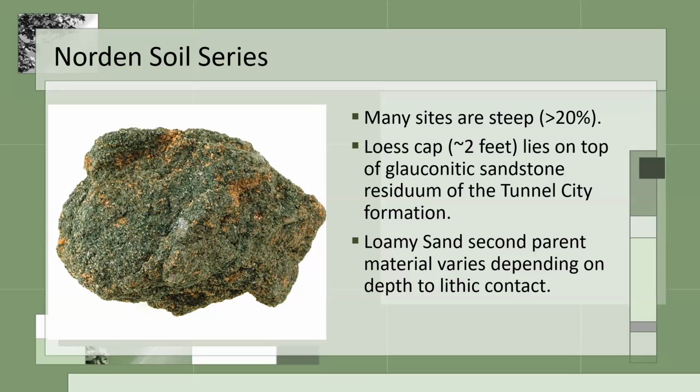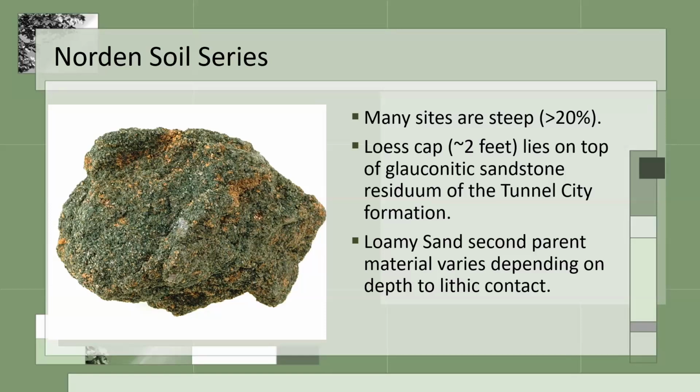So it does have some loess that has been blown in on top, but it's not drift, it's not till or outwash. The loess cap isn't considered glacial drift. But the wind blown silt, the loess cap, is there, and then we have residuum underneath. And this is residuum of the Tunnel City Formation, which is the glauconitic sandstone. Then we have a second parent material of loamy sand. The loamy is sort of that silt that's washing down through there, the BT accumulation, and then we have the sand from the sandstone underneath.